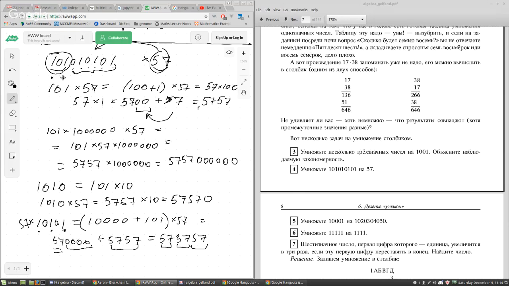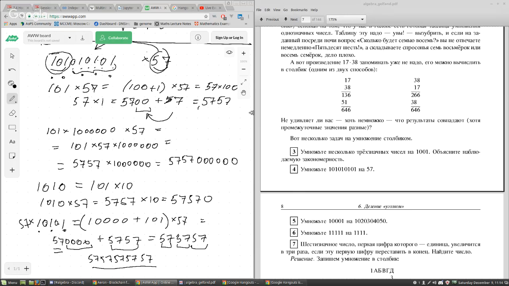Well, there's 1, 2, 3, 4, 5. I have 5 ones with zeros between each pair of ones. That's going to give me 5 57s. So 57, 57, 57, 57, 57. There we are. Okay, and that's my answer.